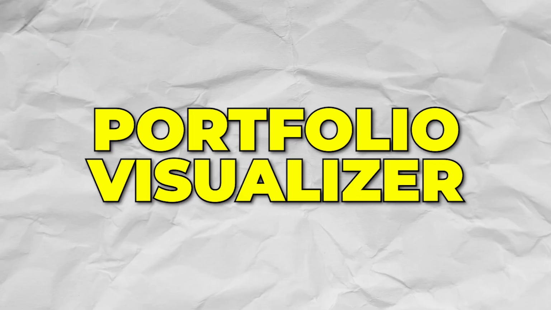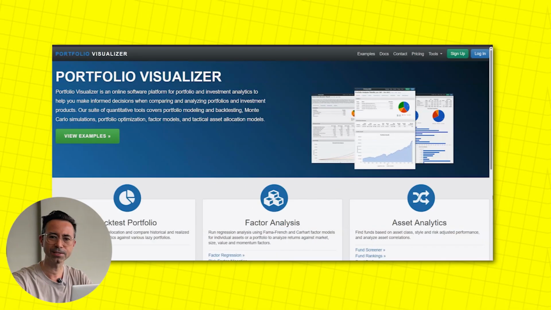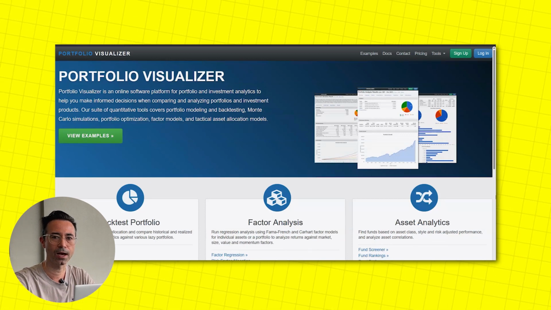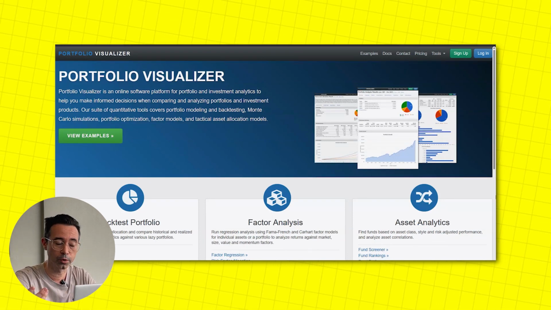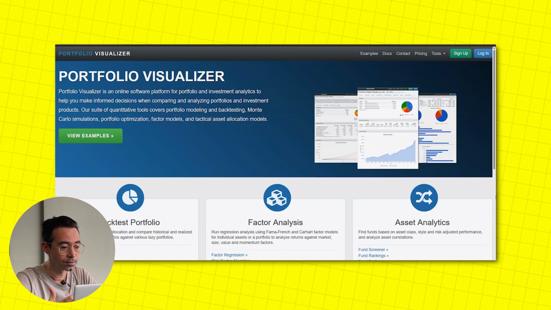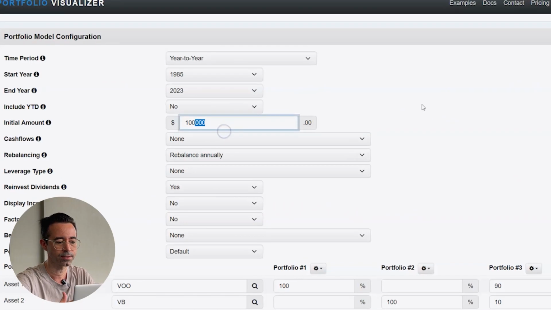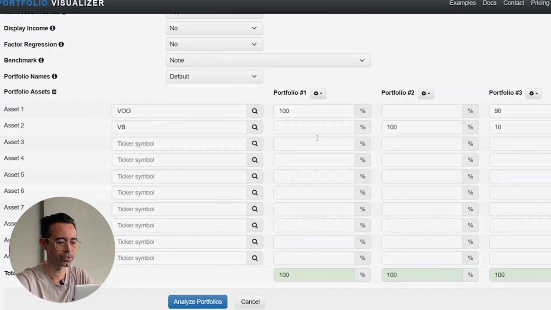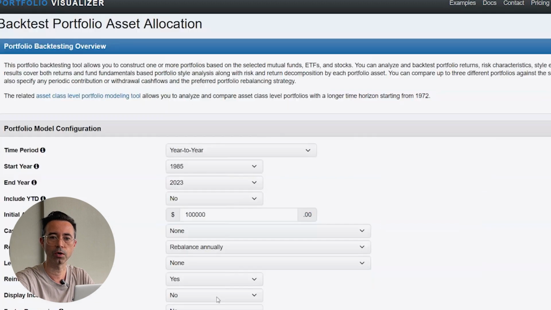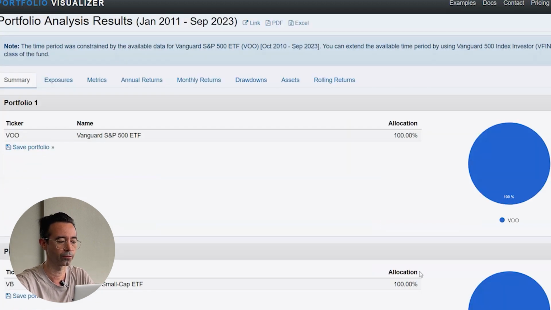I'm gonna show you something interesting about the stock VB that I was just talking about. So I do want to show you real quick, last thing, portfoliovisualizer.com. It allows you to backtest portfolios. So if you want to see how different investments together in a portfolio would have worked historically, it's pretty interesting. If I invested $100,000, what would happen? So I have 3 portfolios, one with just VOO, S&P 500, the other with VB, small caps, and the other one with 90% VOO, 10% small caps. It's going to show me going back historically how these 3 portfolios would have done.